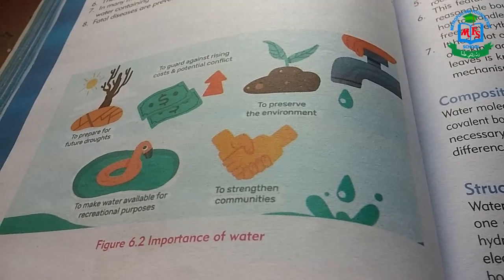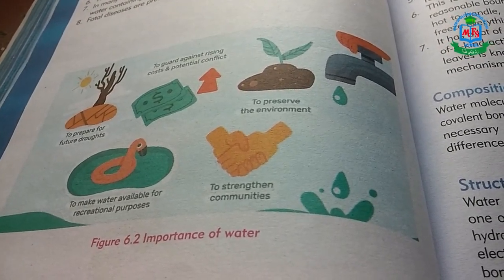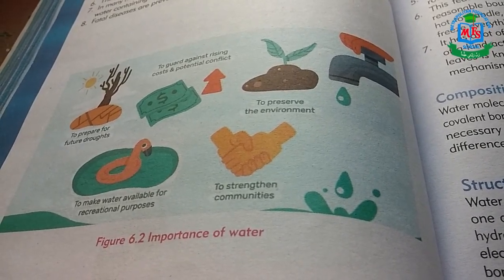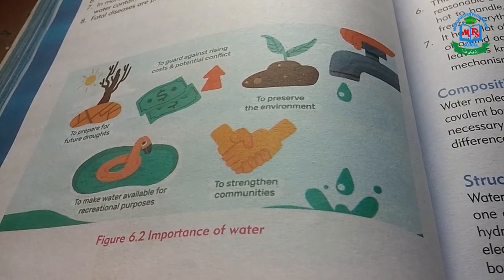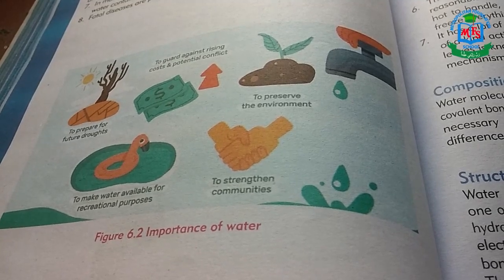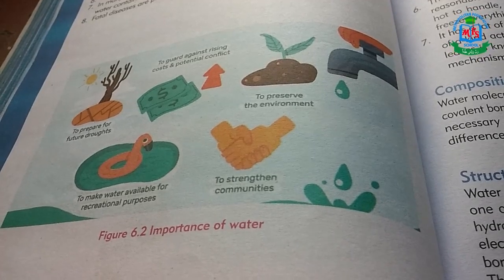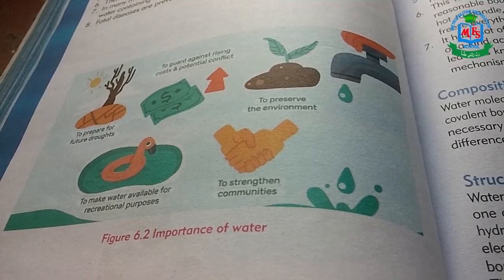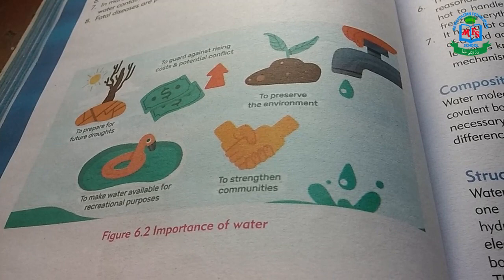If we study blood, our blood is composed of water. Different waste materials dissolve in water and are removed from blood. If we study plants, plants also transpire water. This process is called excretion.